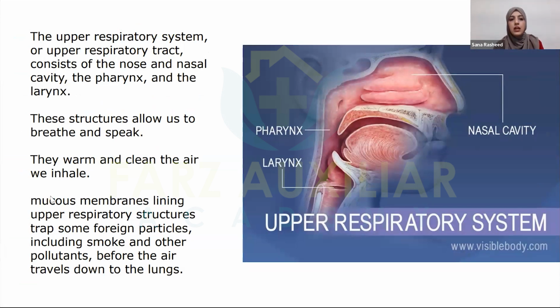Now let's talk in detail about the upper respiratory system. As we discussed earlier, it consists of the nose, the nasal cavity, the pharynx, and the larynx. The upper respiratory system is very important for breathing as well as speaking. This, as you can see in the diagram, is the upper respiratory system. It warms and cleans the air that we inhale. The mucous membranes lining the upper respiratory tract trap foreign particles, including smoke and other pollutants, before the air travels down to the lungs.